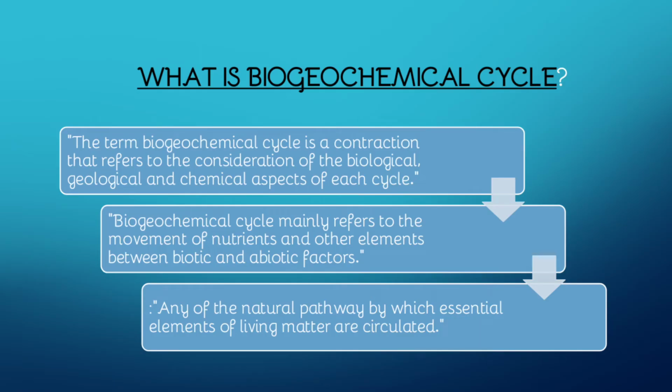What is biogeochemical cycle? The term biogeochemical cycle is a contraction that refers to the consideration of the biological, geological, and chemical aspects of each cycle. Biogeochemical cycle mainly refers to the movement of nutrients and other elements between biotic and abiotic factors. Any of the natural pathways by which essential elements of living matter are circulated is called a biogeochemical cycle.